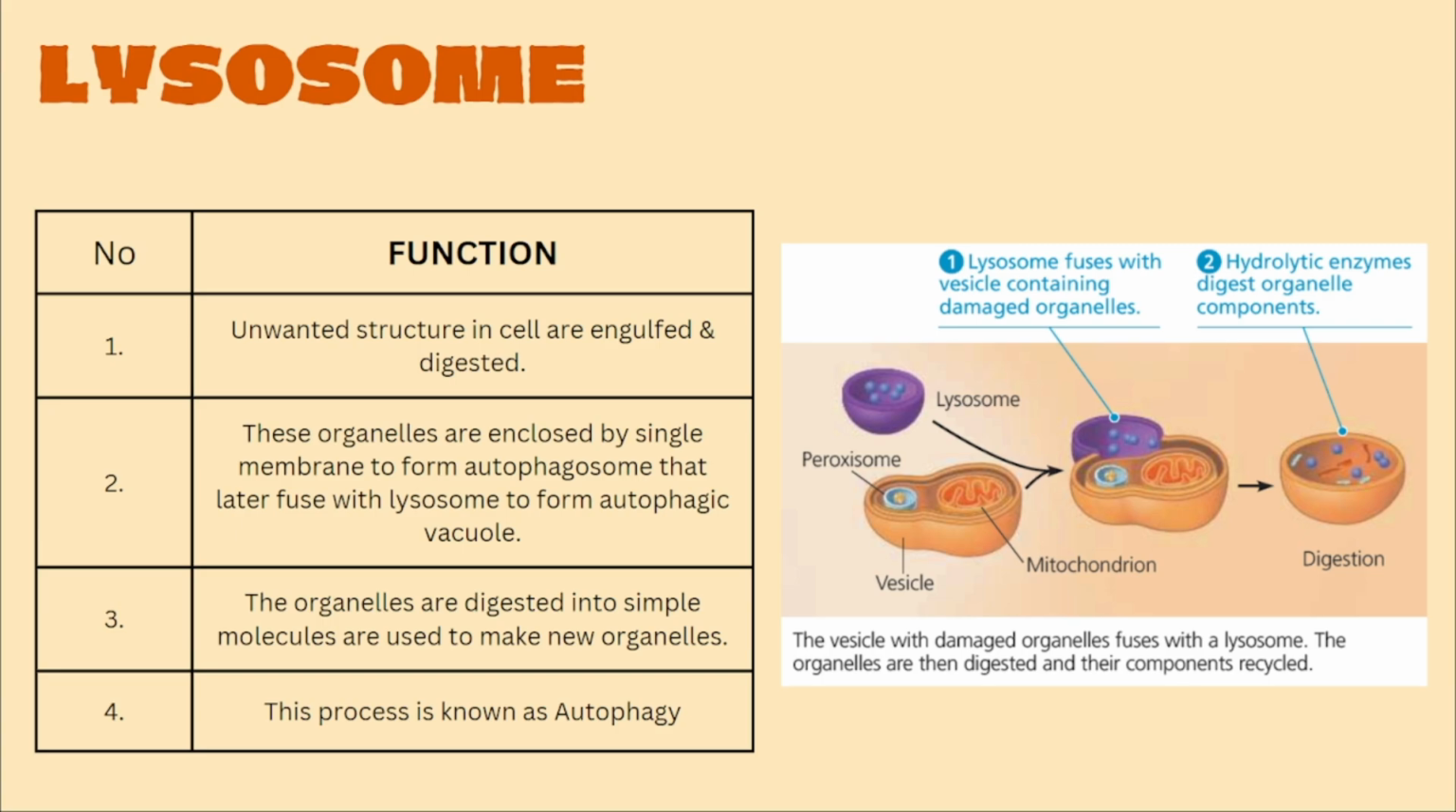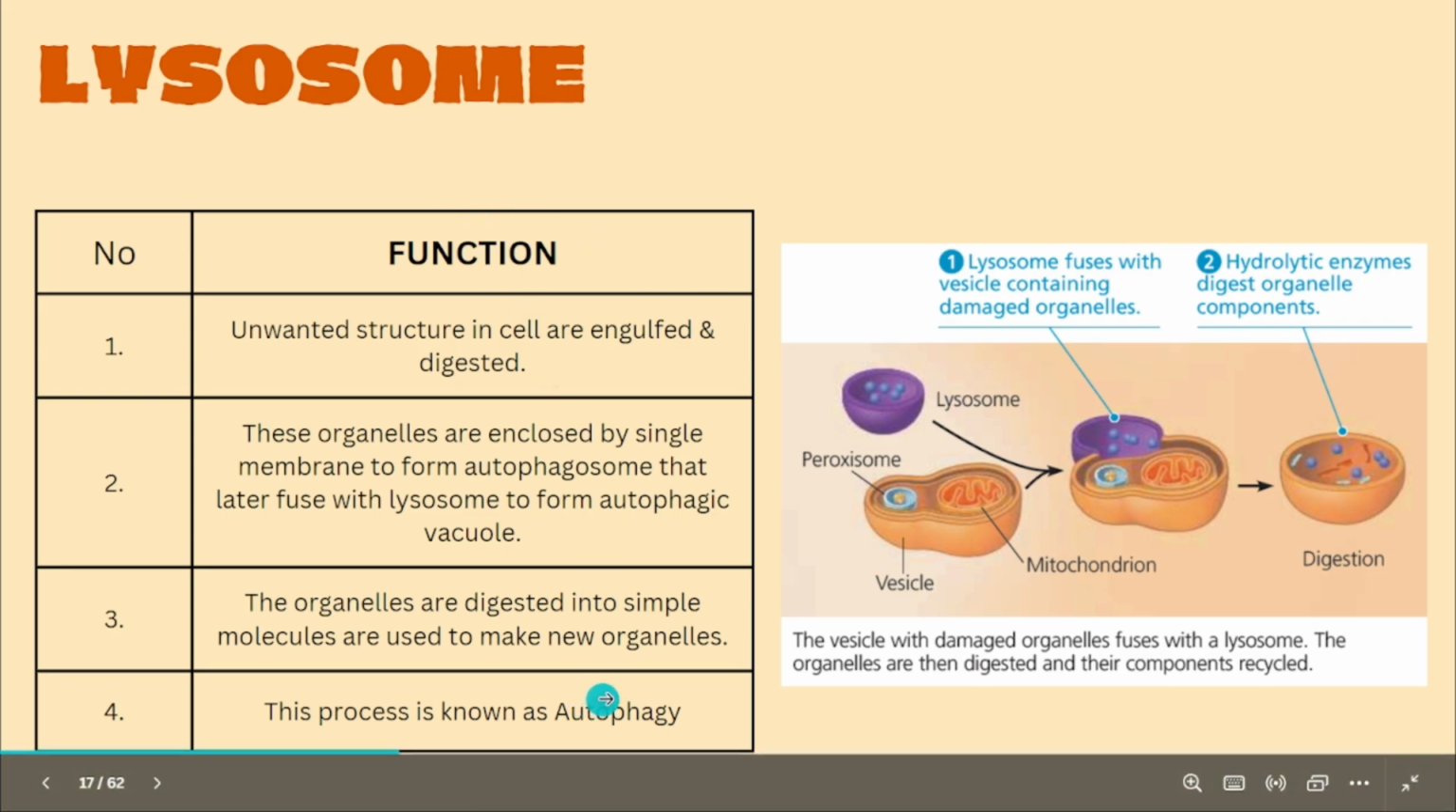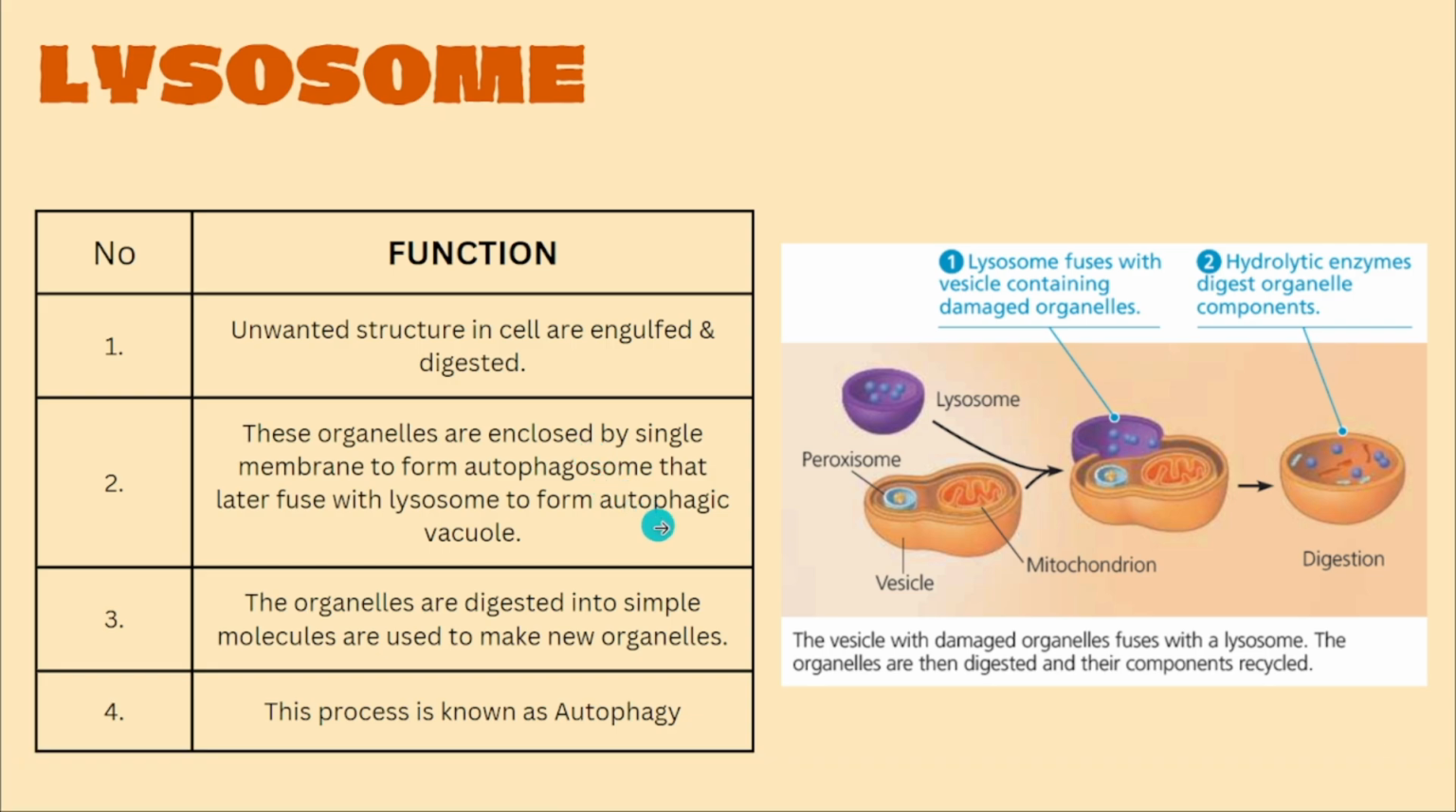Similar to the cells: when an organelle has died and cannot function, it still remains inside the cytoplasm. So how to remove it? The lysosome plays the role of autophagy, which is the process to remove all the unwanted organelles. When the organelle is no longer useful, it is enclosed by a single membrane to form an autophagosome that will later fuse with a lysosome to form an autophagic vacuole, like this.